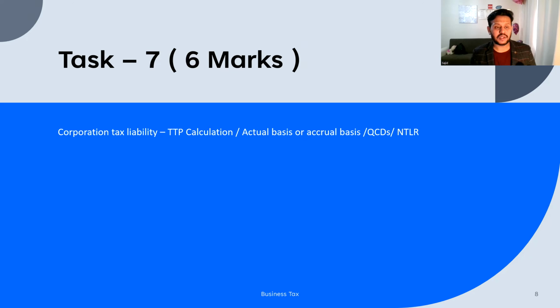Task 7, 6 months, corporation tax liability. Very simple. Here they will give you the accounting profit, and they will ask you to find out how much the corporation tax liability is. We know the corporation tax rate is 19%. So if we have the total taxable profit, we multiply it by 19% to find out the corporation tax liability.